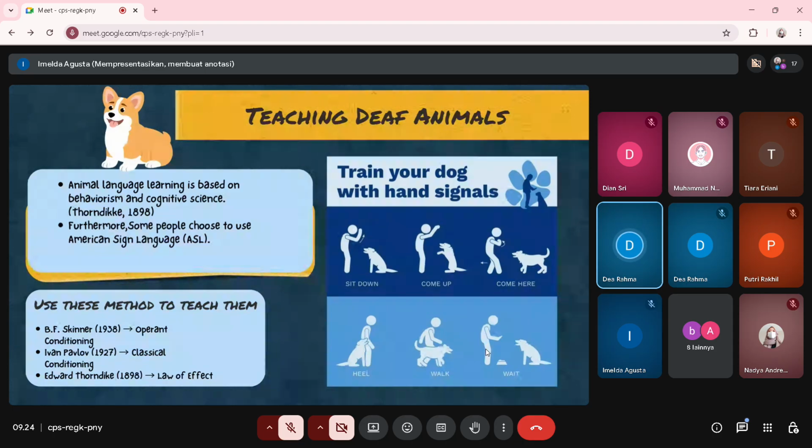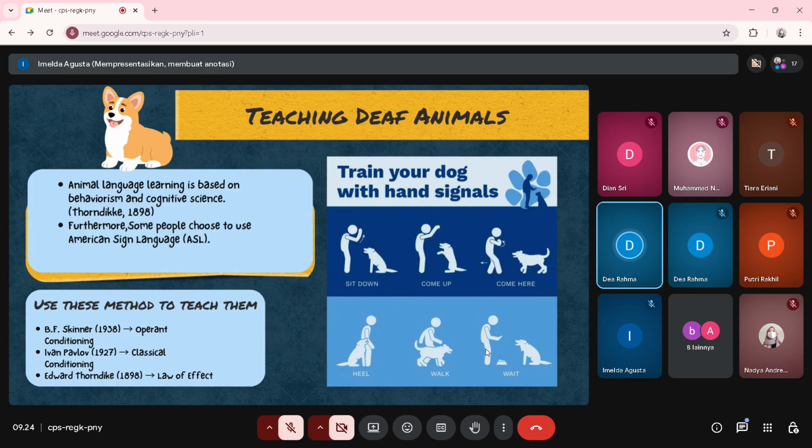Furthermore, some people choose to use American Sign Language, or maybe you can use American Sign Language while teaching animal language. Yep, with signs. Properly, when you want to teach animals, it's better to use sign language. And there are some methods: operant conditioning, classical conditioning, and the law of effect.